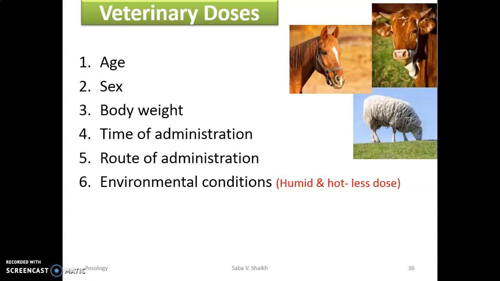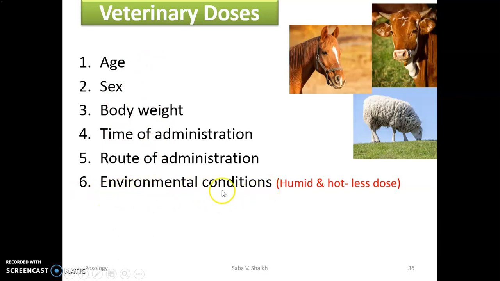First is age, second is sex, then body weight, time of administration and route of administration. These 5 factors have exactly the same explanation as the human factors. If you refer to the human posology factors, you will find that all these 5 factors are the same, and you can write the answer by only replacing the word human with animal. Now the 6th factor, that is environmental conditions.